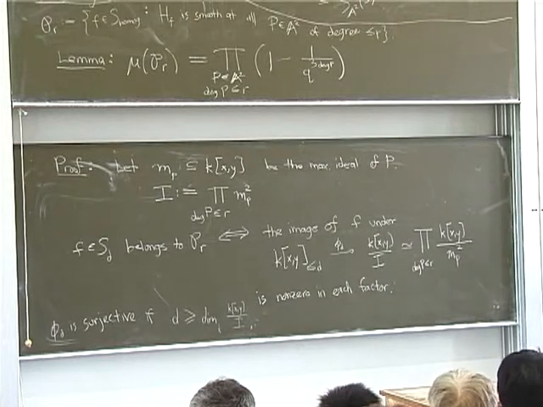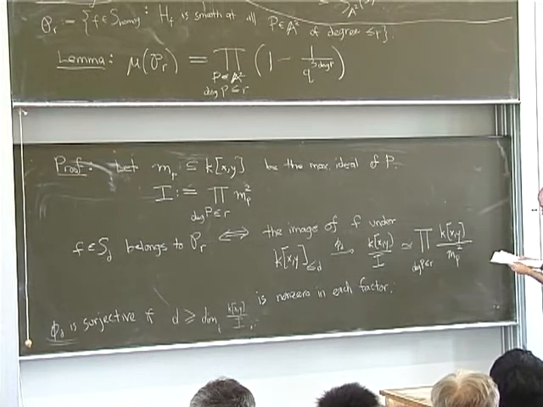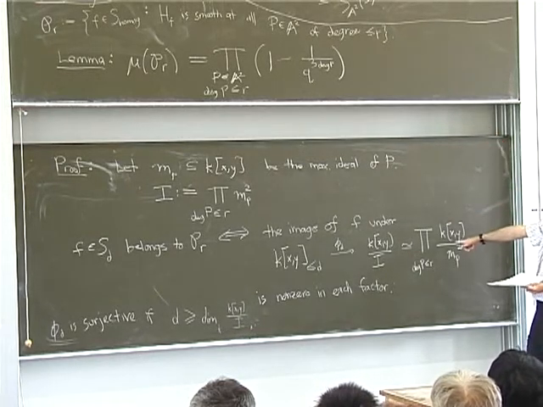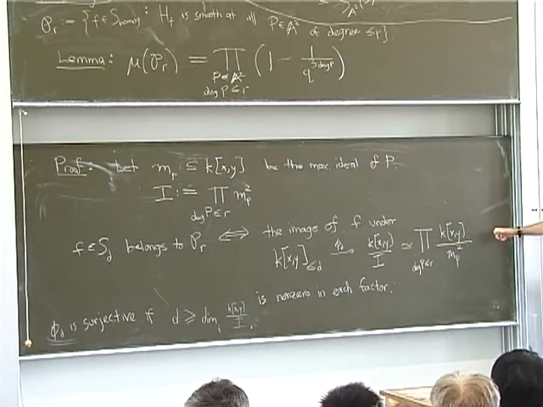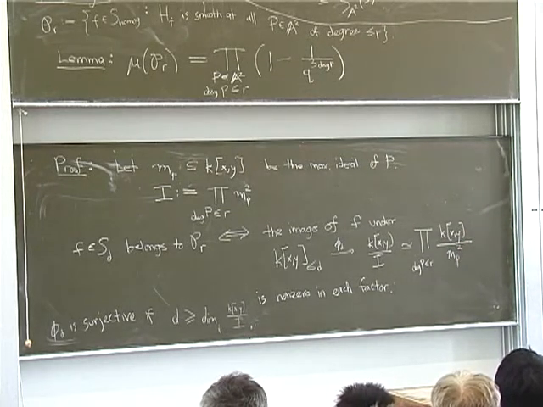So anyway, it's surjective once D is large enough. That proves this lemma because, as I said, the fraction of elements here that are non-zero in each factor is exactly the right-hand side of that lemma.